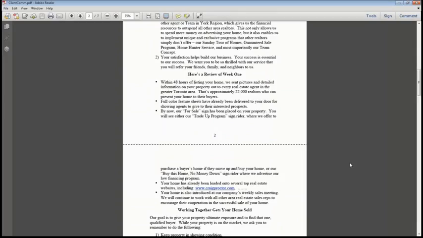Actually, let's go to page 2. At the bottom, see where it says, here's a review of week 1. Within 48 hours of listing your home, we sent pictures and detailed information of your property out to every real estate agent in the Greater Toronto area. That's approximately 22,000 realtors.